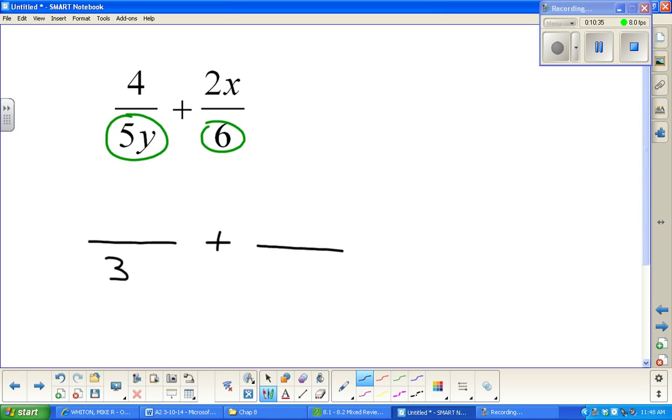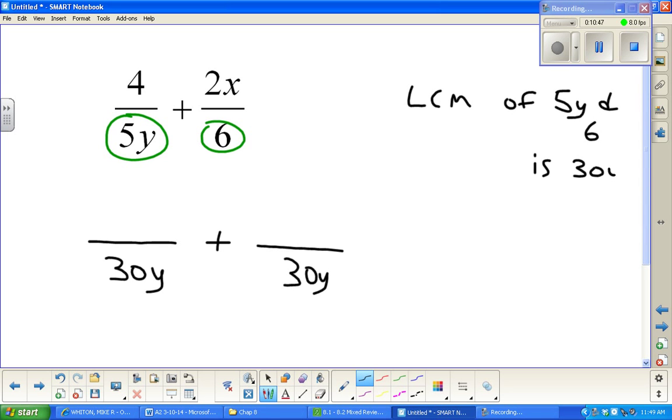And we need to have the y there. That's one of the terms. That's the least common multiple of the two denominators, 5y and 6, is 30y. So I need to rewrite this problem so that both denominators are 30y. So I'm going to ask myself, how did it go from 5y to 30y? There was a factor of 6. There was a multiple of 6.